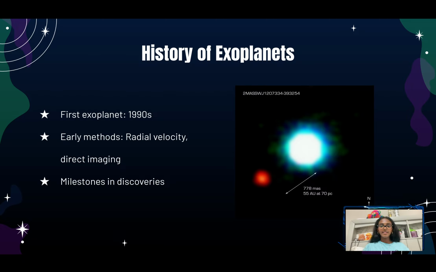As you can see, the picture right here was an attempt at direct imaging, yet it's really fuzzy and blurry because at the time the technology wasn't really ready for this. And since then, thousands of exoplanets have been found, and detection methods have become much more advanced.